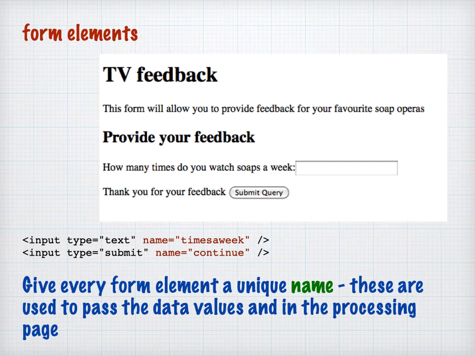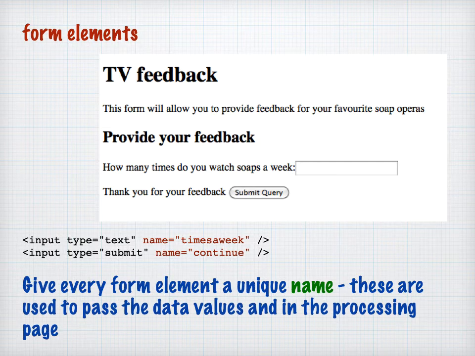The first one is very straightforward. It's a text box. So we go input type equals text, and then what's really important here is that we give that box a name. And so we're going to go name equals timesaweek. Now I'm just making that up. Standard rules apply, don't put any spaces in there. Remember, this is HTML, it's not PHP. So I'm just going to make up a name for this form element, for this input box, and I'm going to call it timesaweek.